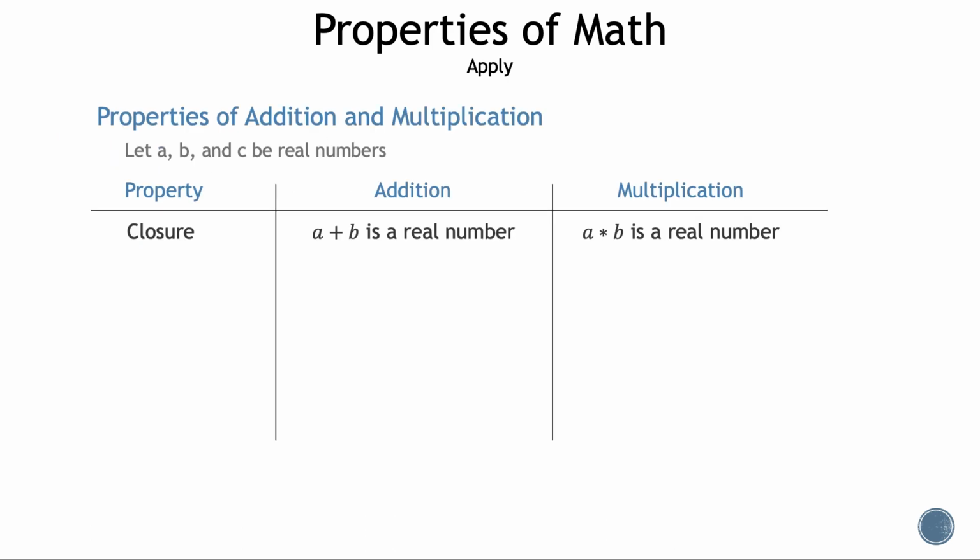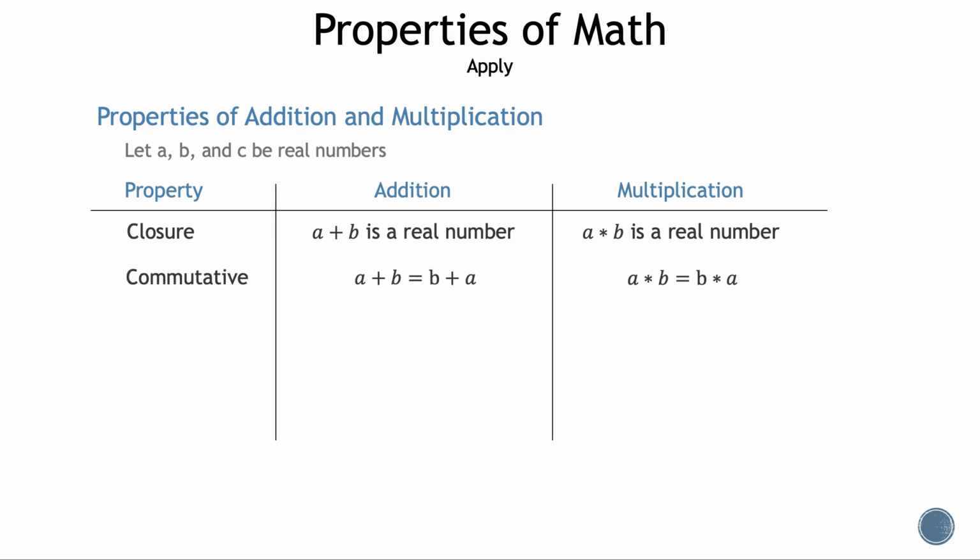Now, let's take a look at the table of properties of addition and multiplication. Remember, subtraction and division are included in here as well. Let's talk about the first property. What is closure? Well, closure states that if we add or multiply any two numbers, the result is also a real number.